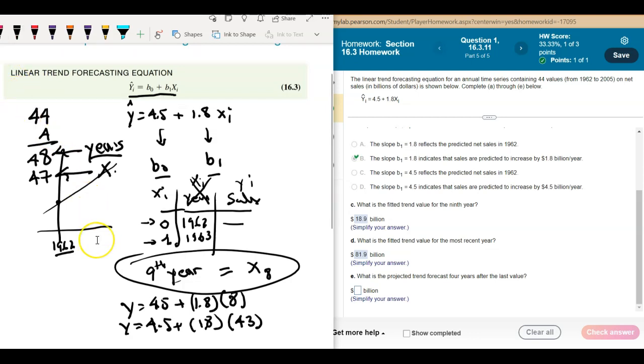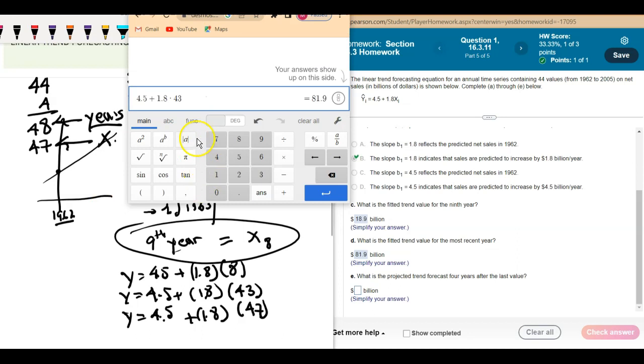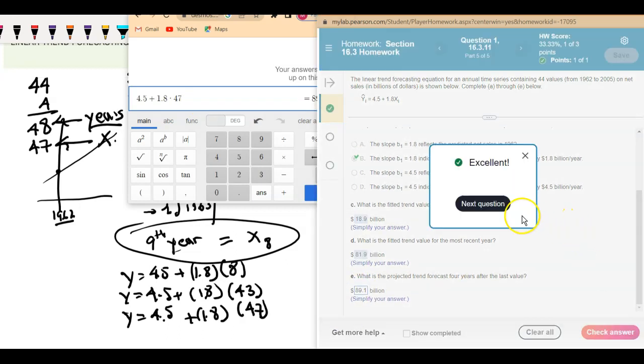And we're going to do exactly the same thing, plug it in. y is going to be 4.5 plus 1.8 times 47. Let's use the calculator. Let's change 43 to 47, and that's going to be 89.1. Check. It's good, and we are all set.